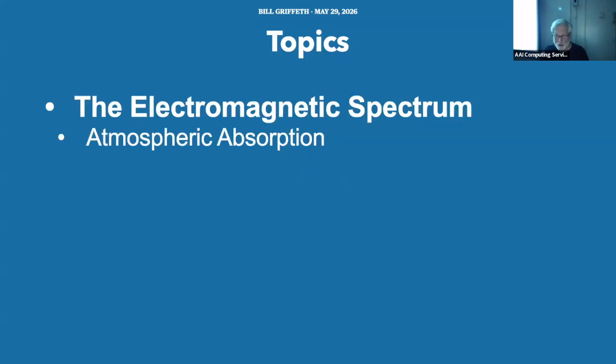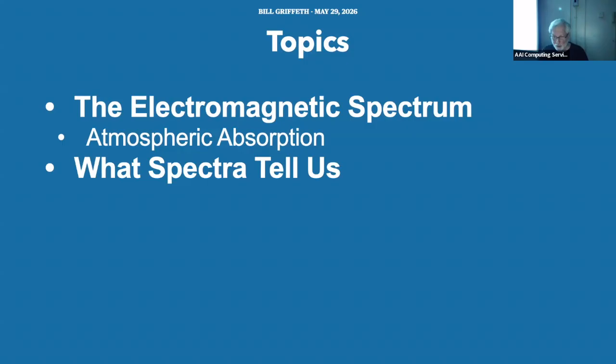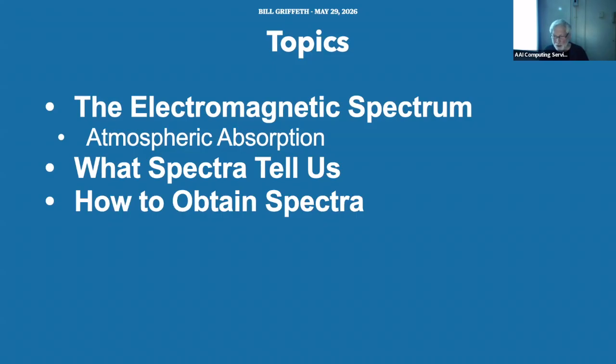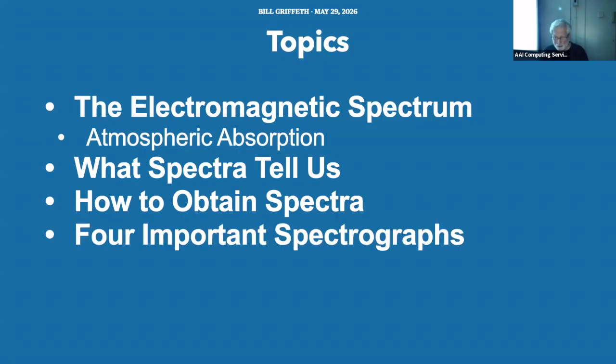First, we'll discuss the electromagnetic spectrum, specifically how some wavelengths are absorbed by the atmosphere of the Earth. Second, I'll explain what astronomers can learn about the universe from spectra. Third, I'll show you how astronomers obtain spectra from starlight. And fourth, I'll describe 4 important spectrographs and some research done with them.